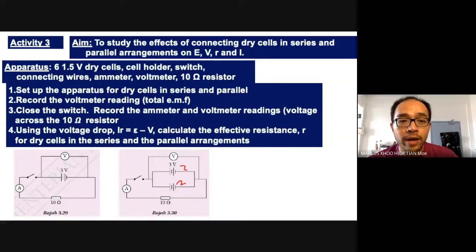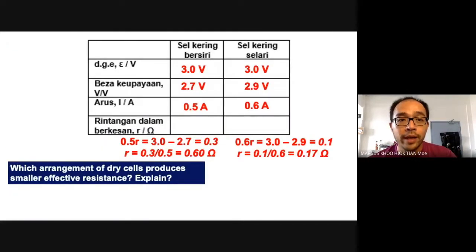That means whatever happens, the voltage in this one is 3 volts, and the voltage in this one is 3 volts. So when the voltage is the same, of course the internal resistance will affect the amount of current. That's why this reading happens. The only thing that we take into account, benda yang hanya memberi pengaruh adalah rintangan dalam, sorry, the internal resistance. The internal resistance will affect the amount of current that flows out of the battery.